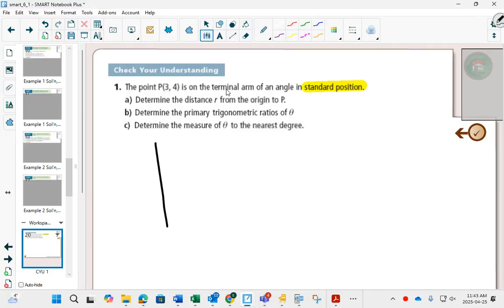So I'm going to draw a picture of this. Here's my crosshairs. 1, 2, 3, 1, 2, 3, 4. Here is the point P, 3, 4, and that is on the terminal arm of an angle in standard position. So the standard position means this is my angle theta right here.